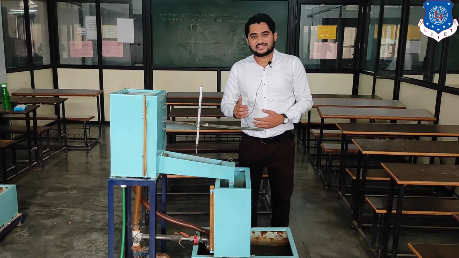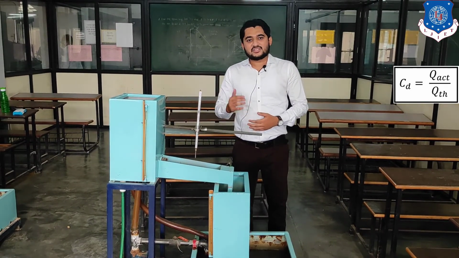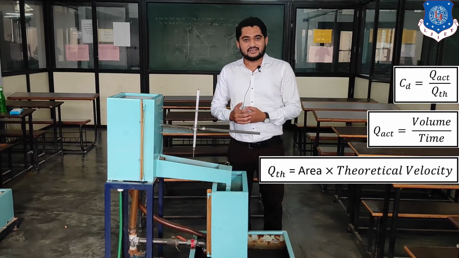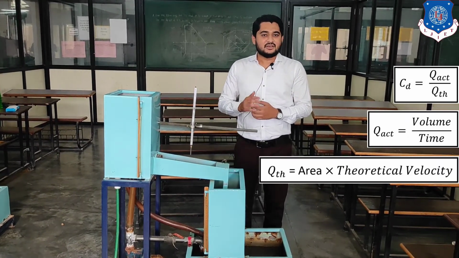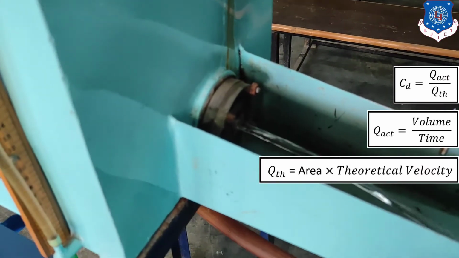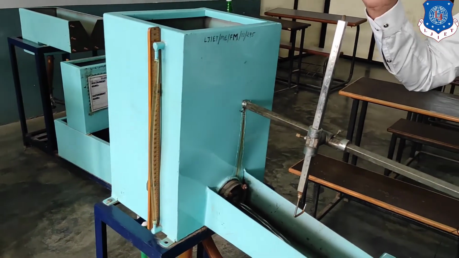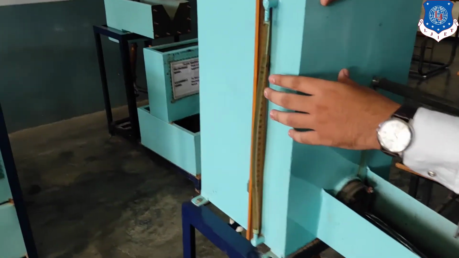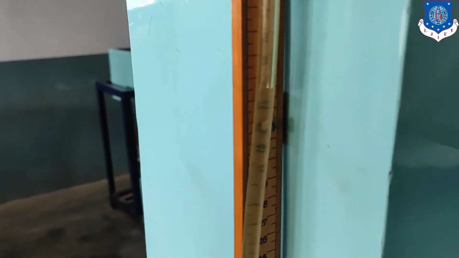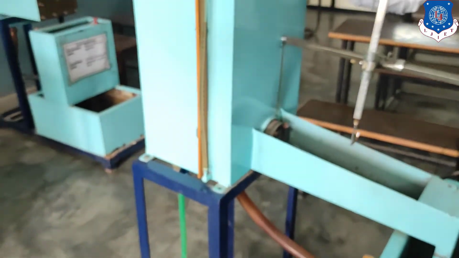For the practical, let's measure CD first of all. CD is equal to Q actual divided by Q theoretical. For Q actual, we have to measure LBH by time for this tank, right? And for Q theoretical, we have the equation area into theoretical velocity. The area of this orifice meter is given in the manual, and the theoretical velocity is under root 2gh, right? Here h is the head of the water level in the tank. You can see this level is 33.6, so h is 33.6. It is the head above the center of the orifice, right?